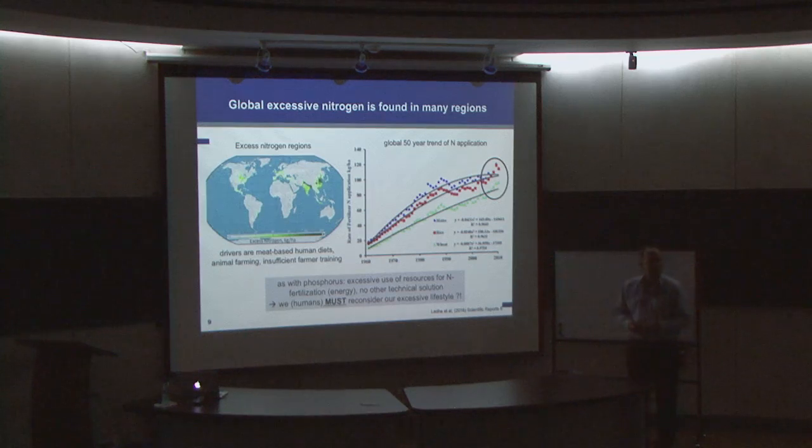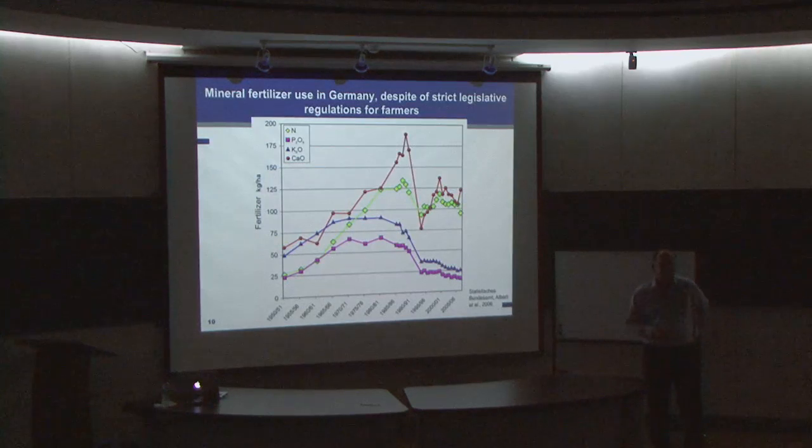I think we, again, for similar reason as with phosphorus and the limited resource phosphorus, we have to overthink our excessive lifestyle. In Germany, the situation for different fertilizers, nitrogen, phosphorus, potassium, and calcium, liming, is as drawn here from the 50s to about 2010. Again, it's a little bit older already, but it still shows the major features.